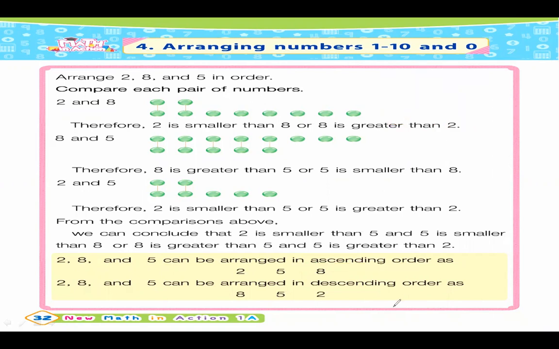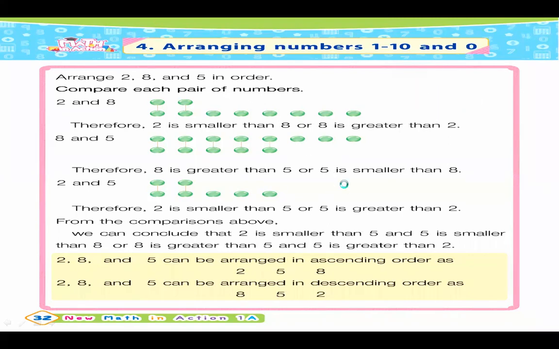How about descending order? When we say descending, let's say 2, 1, 3. How can we arrange it in descending order? It should be from biggest or greater to smaller, like 3. Next is 2. Next is 1. 3, 2, 1. Okay, that is descending order.